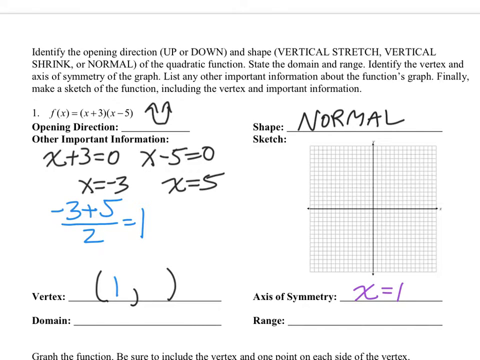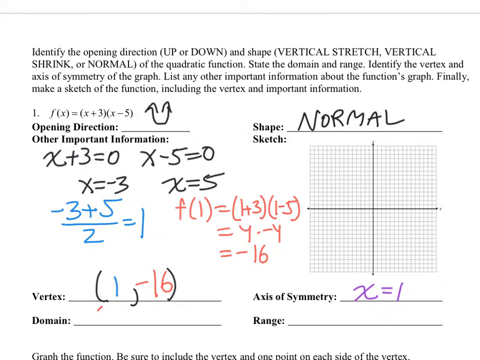In order to figure out how high or low the vertex is going to be on the axis of symmetry, we substitute x equals 1 into the function. Again, following order of operations, we should do whatever's inside the parentheses first. So this will be 4 times negative 4, which will be negative 16.